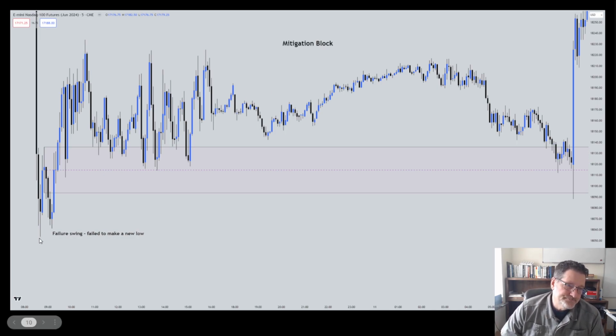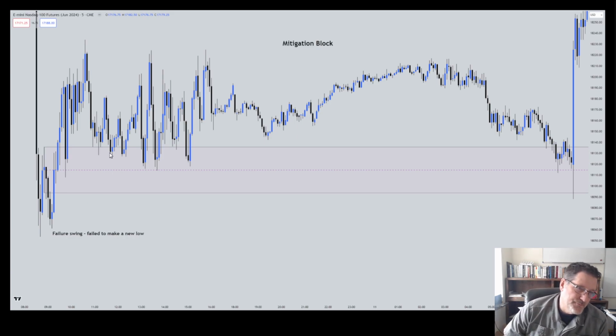So here we have a low, price comes up, makes a high, comes up here and fails to take out this low. That's a failure swing. It failed to make a new low, and then moves up, and then again creates a market structure shift above this high right here. That makes this bar that made this high a mitigation block. Price will always tend to respect that 50% level of that mitigation block.